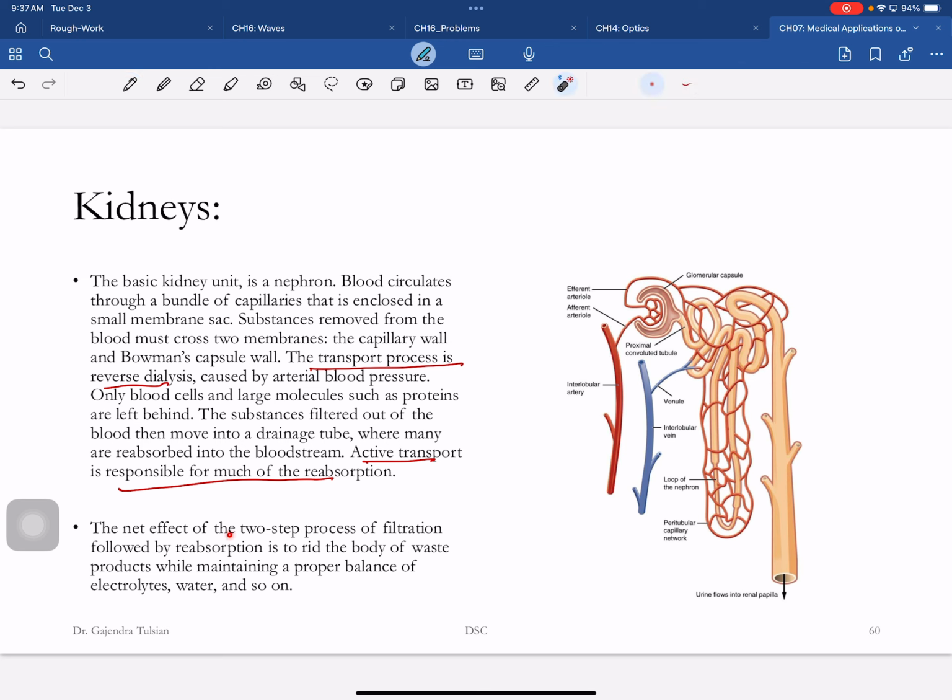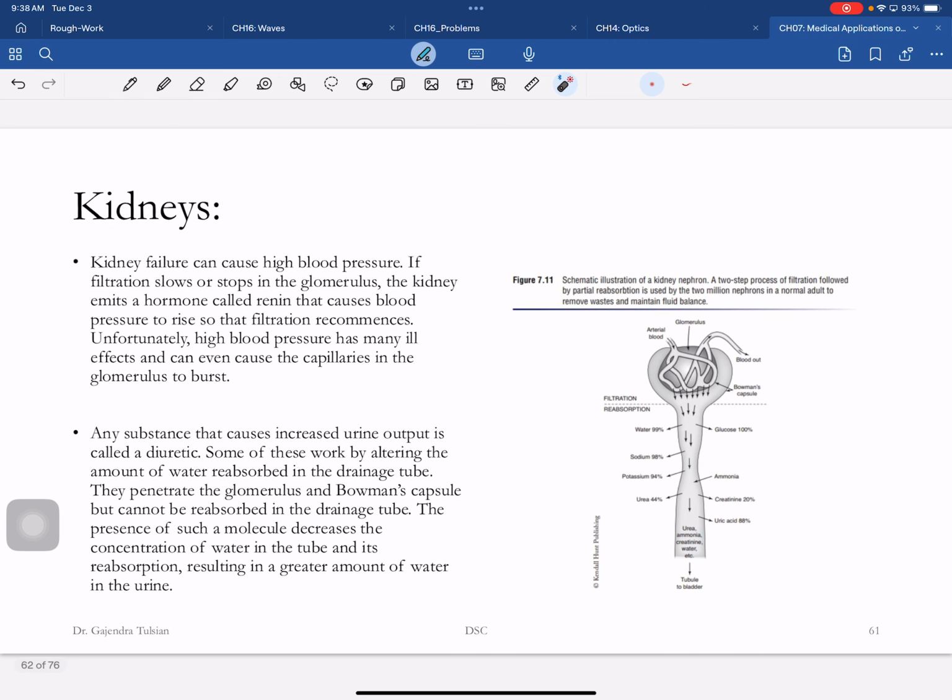All right, so the net effect of the two-step process of filtration followed by reabsorption, filtration was moving stuff from lower to higher concentration, followed by reabsorption, is to rid the body of waste products while maintaining a proper balance of electrolytes.